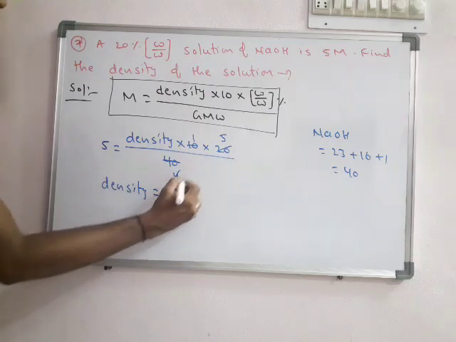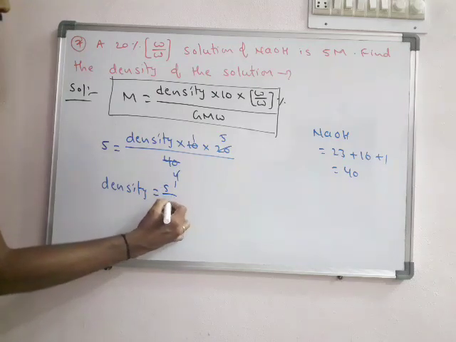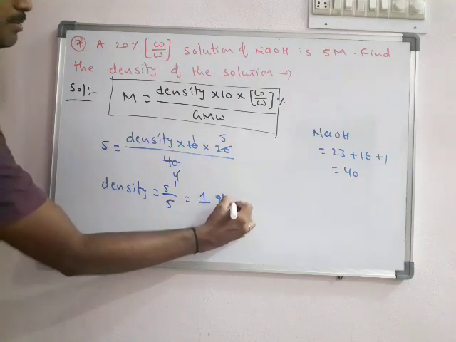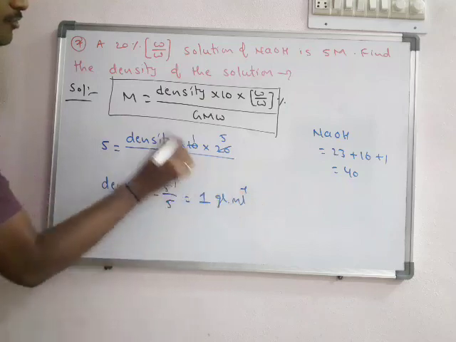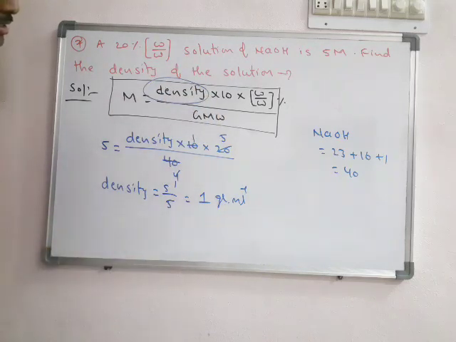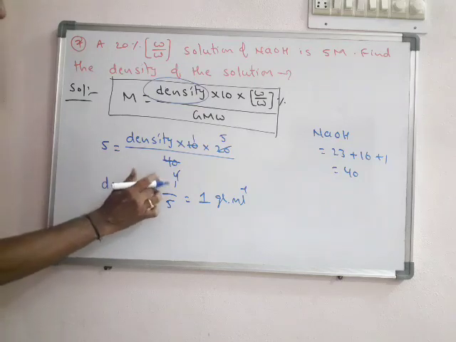So density is equal to 5 by 5, that is equal to 1. So the unit is grams per milliliter. If you use this formula, density is compulsorily in grams per milliliter, which we call grams per cc.